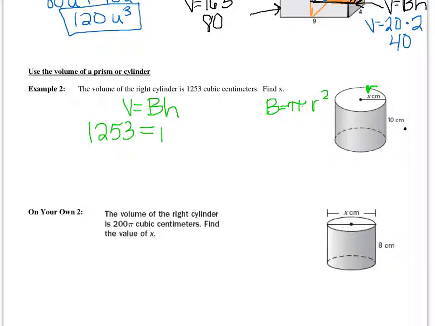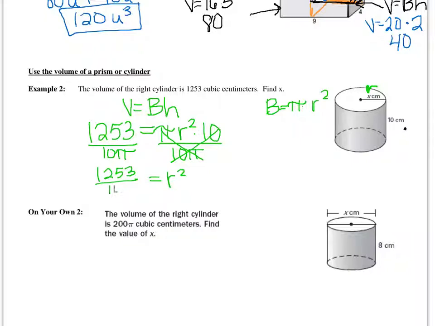So we're going to plug pi times our radius squared in for b, and then my height is 10. So I set up my problem. Now I need to solve for the r. So I'm going to divide both sides by 10 pi, because that'll cancel out that 10 pi. So the pi's cancel, the 10's cancel. So I have r squared equals 1,253 divided by 10 pi, and I'm going to keep it just like that because I'm very concerned about having exact values. Then I'm going to take the square root of both sides.